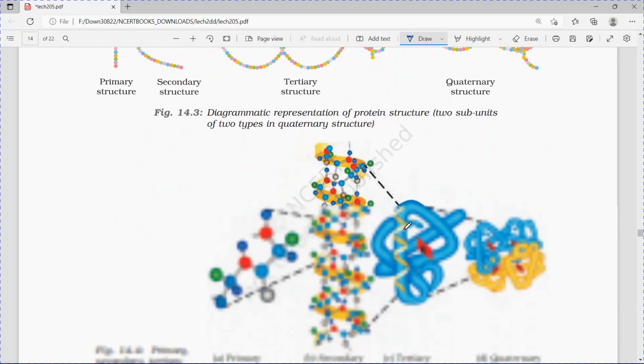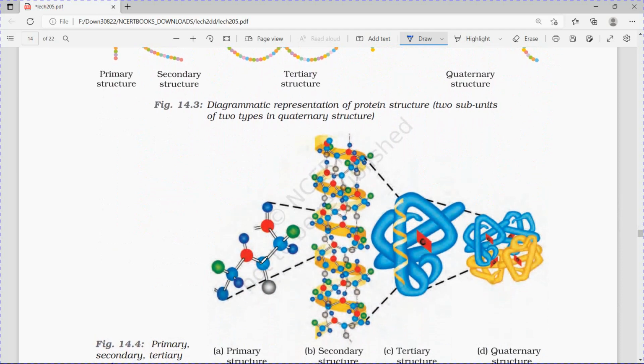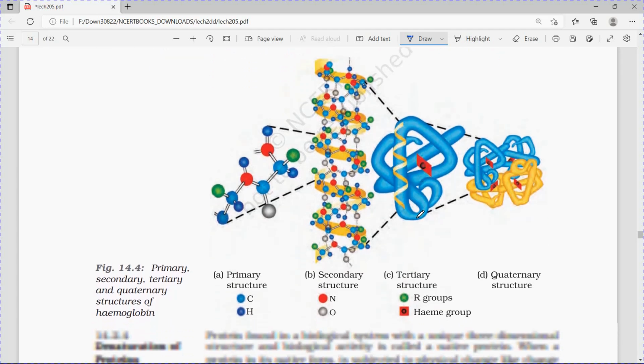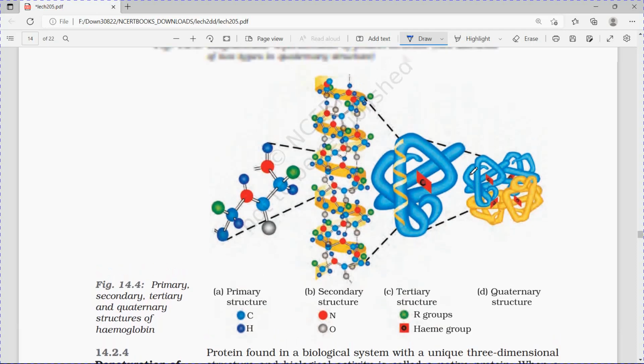Then we'll go for a detailed study. Here this is a primary structure, and these primary structure polypeptide chains are joined together to form a secondary structure. More secondary structures will join together to form a tertiary, and more tertiary ones will join together to form a quaternary structure. Right? So let us get into the deeper details.